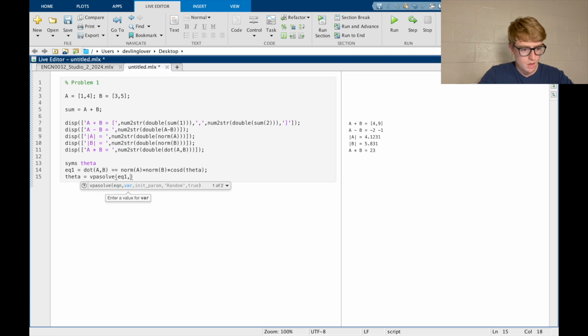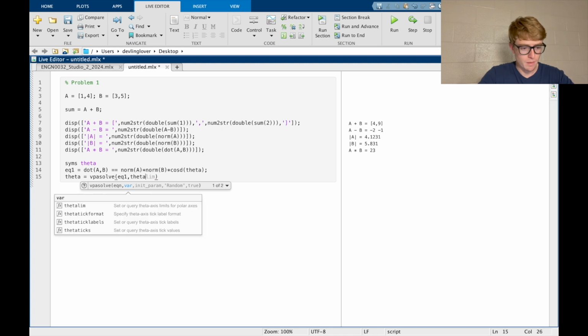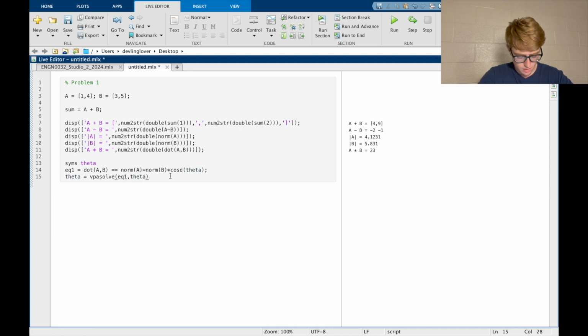So let's pass in equation 1. You can see once again MATLAB is telling me what needs to be passed in, which is really convenient. So I've got the equation, and then my variable in this case is theta, and let's see what that returns actually. Okay, so there we go. So this is theta, and this is totally correct.